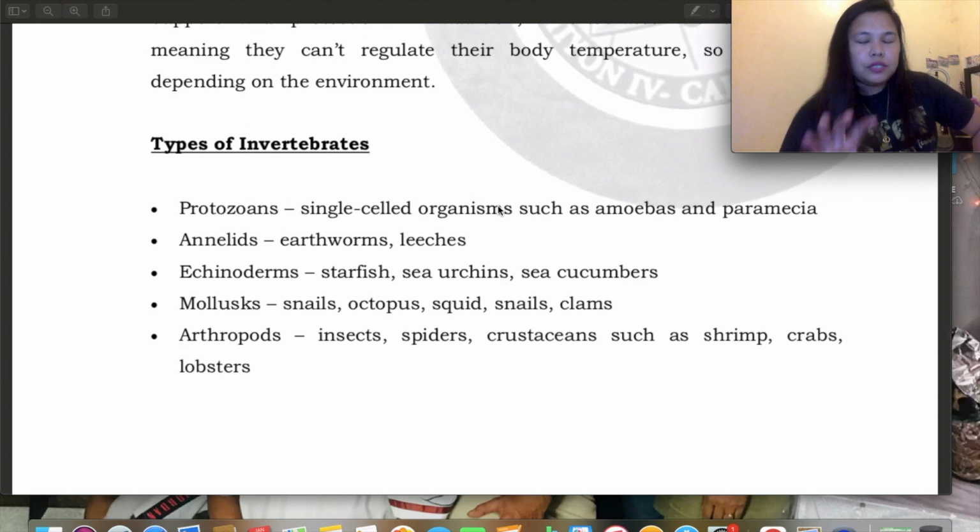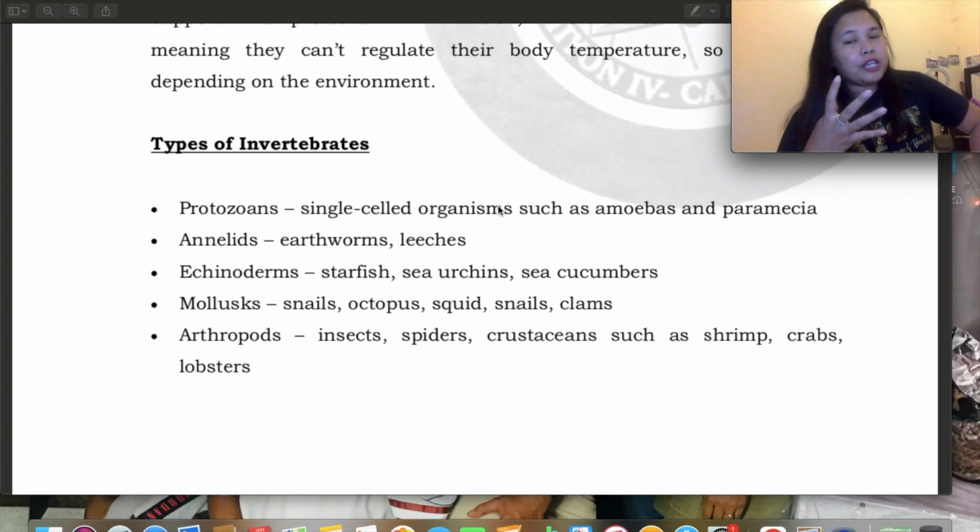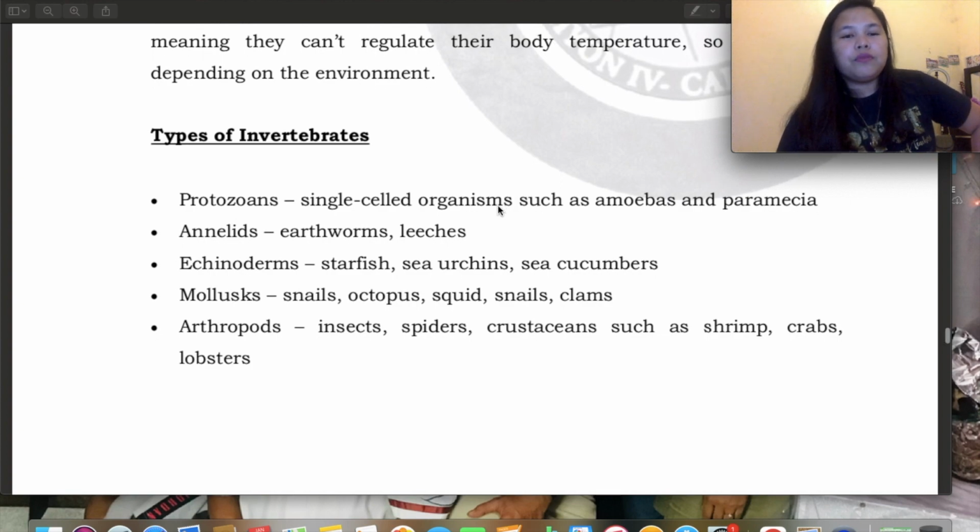Okay, same sa vertebrates, meron siyang 5 classes. Again, what are those 5 classes? The mammals, birds, fish, amphibians, and reptiles. So, sa invertebrates naman, meron din siyang itong number 1, protozoans, number 2, annelids, number 3, echinoderms, number 4, mollusks, number 5, arthropods.